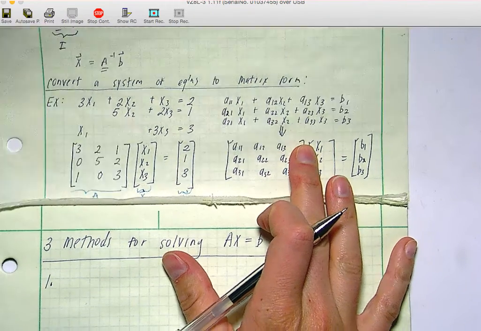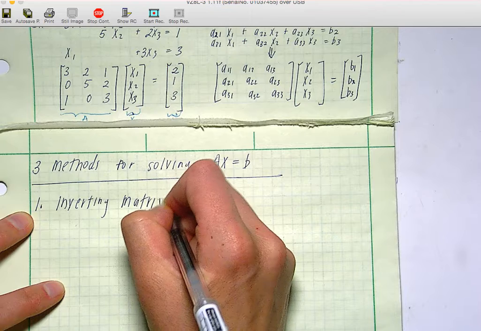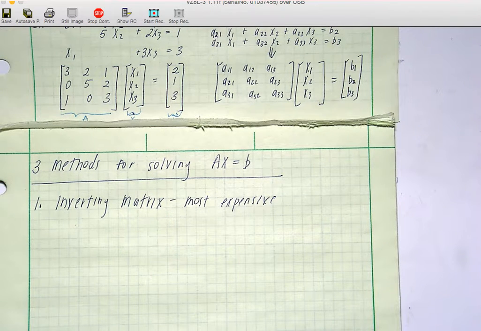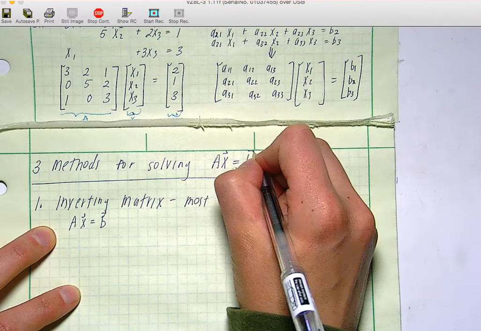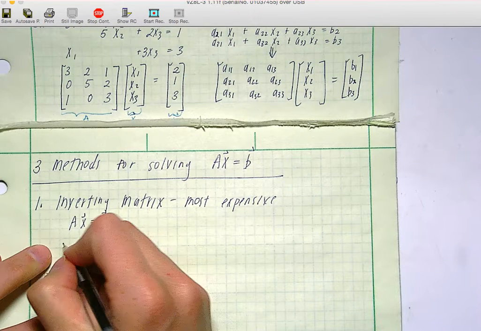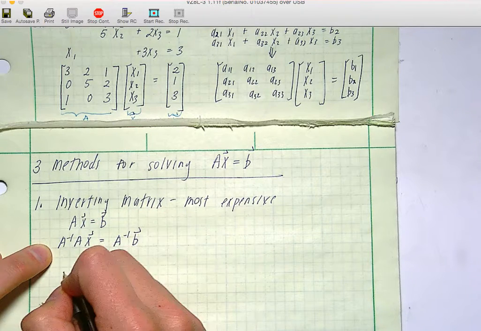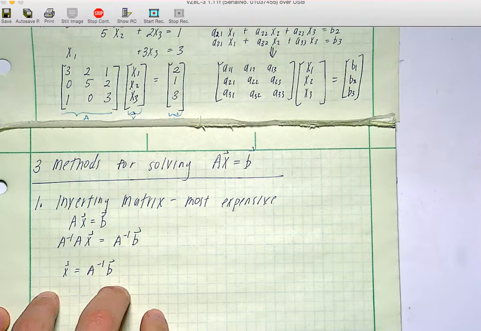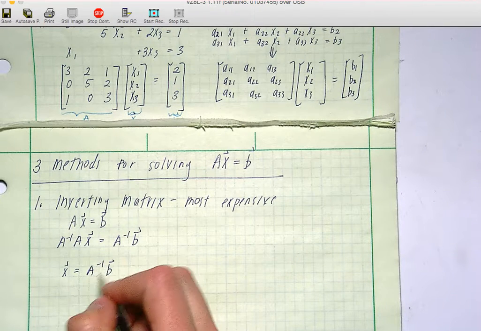Okay, so let's talk about the three categories of ways that you can solve these systems of equations. Okay, so the first way is the inverting method. So this is the one I've already shown you. So if you have a matrix equation, Ax equals b, I showed you that you can just multiply both sides by the inverse. And then all the unknowns can be found directly through the inversion of your coefficient matrix.